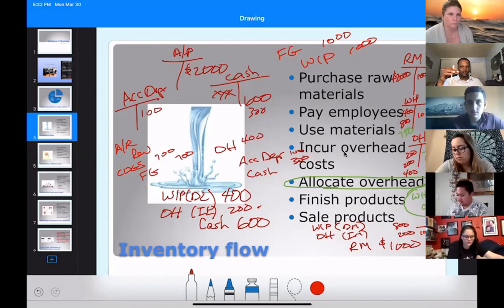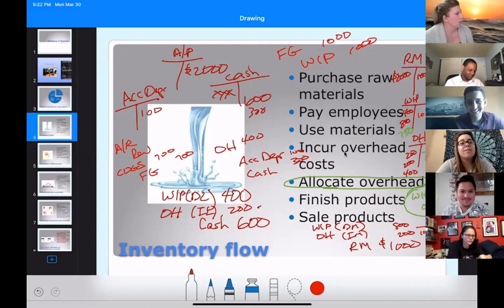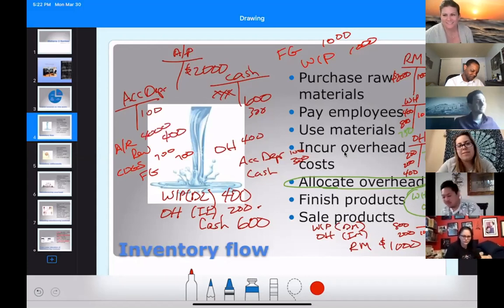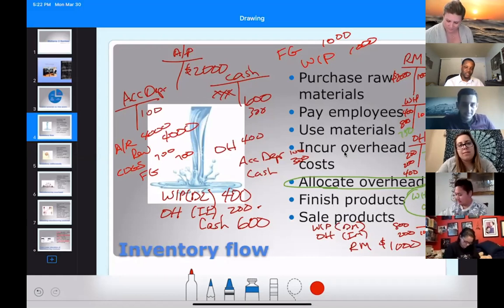How much did we sell this for? $4,000. You must be selling toilet paper. Price gouging. Okay. We sold it for more than, hopefully, we sold it for more than seven. If not, in the wrong business.